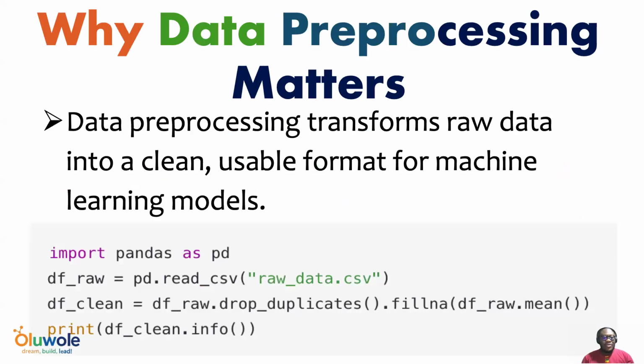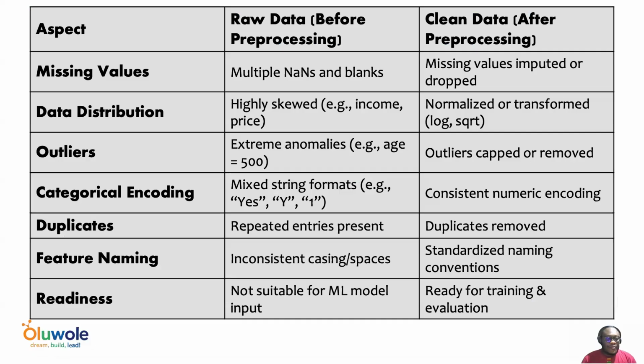Okay, so introduction. Why data processing matters. I said data processing transforms raw data into a clean, usable format for a machine learning model. So you can see it there. I have raw data, which I've read in. I've cleaned the data. I've dropped missing rows and then duplicates. Then I want to display my clean data information. This is just a little code to be able to do that. Right, so this is just a preamble of the things we'll be looking at this evening.